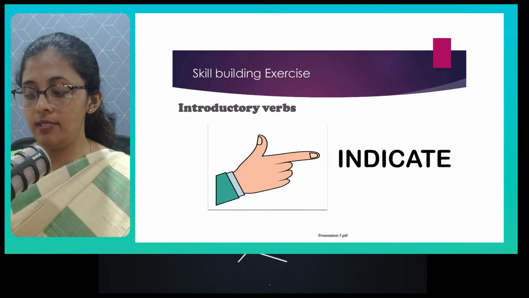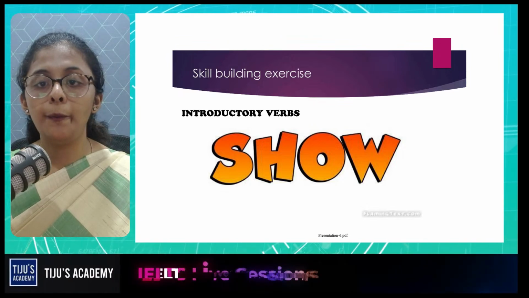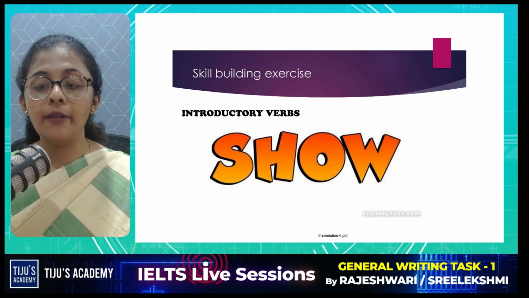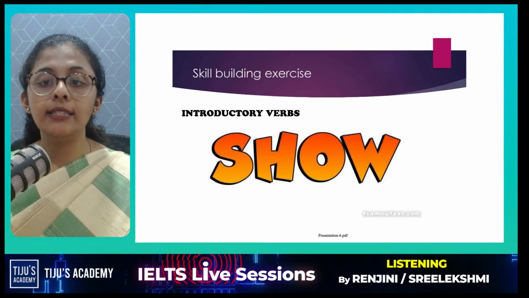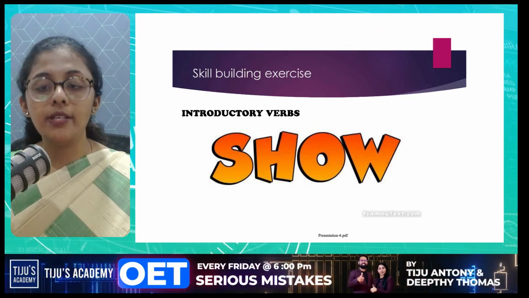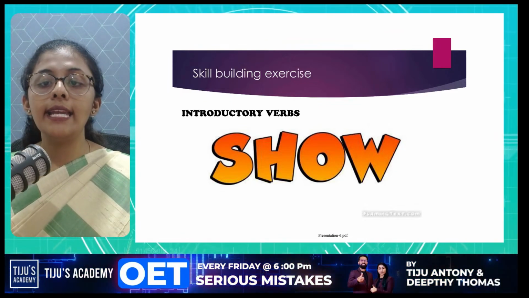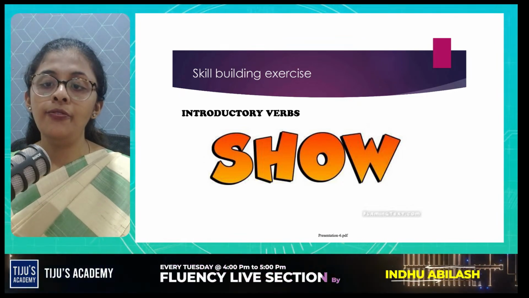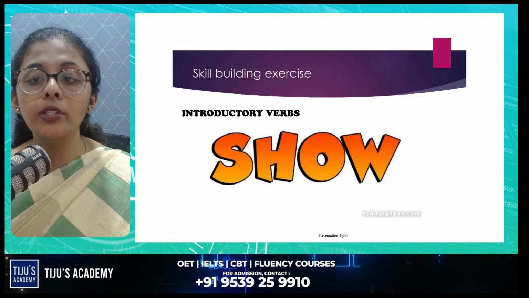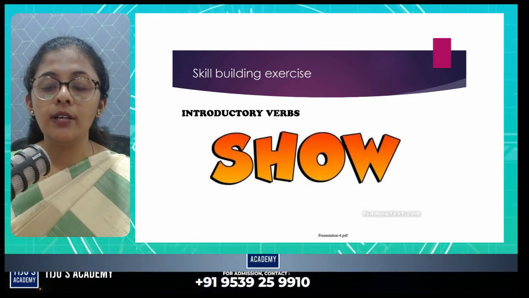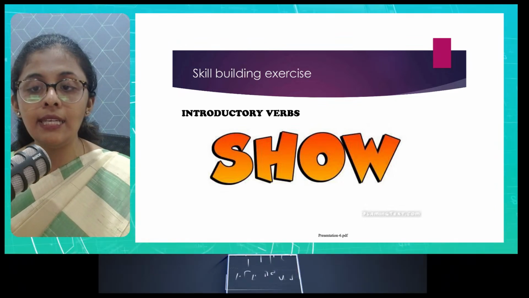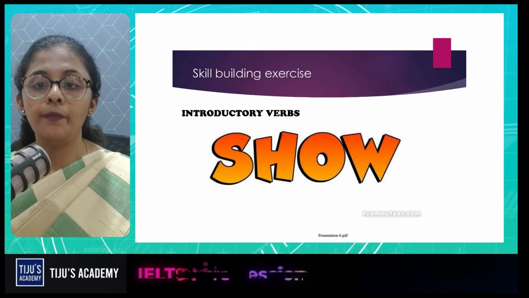So next is show. I think this particular word is known to everybody. Ellarku ariyana oru word aanu. This particular graph shows, or the line graph shows. So first one was indicate. The line graph indicate the rise of petrol price, or the graph shows the information about the university that people enroll. So രണ്ട് introductory verbs നമ്മളിപ്പോൾ പഠിച്ചിരിക്കുന്നു. First one was indicate and second one is show.